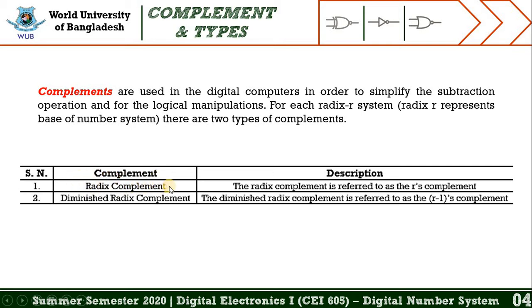In this slide, this table represents the classification of the complement. First one is radix complement and second one is diminished radix complement. The description of radix complement is that it is referred to as the R's complement, and the description of diminished radix complement is that it is referred to as the R minus 1's complement. So let's move into the next slide.